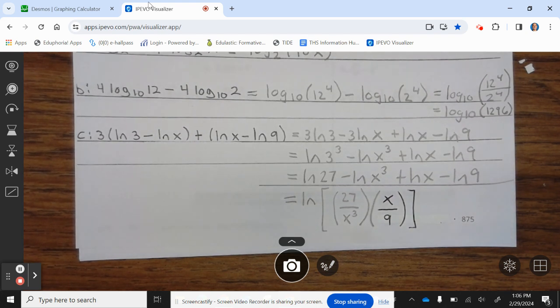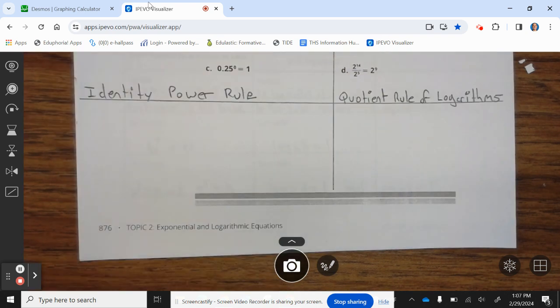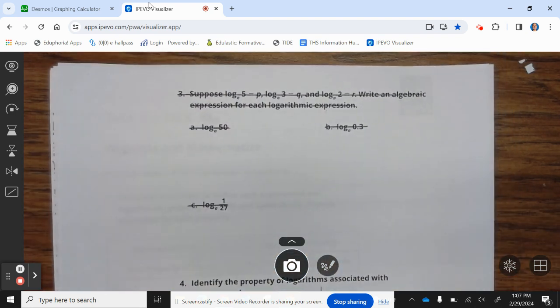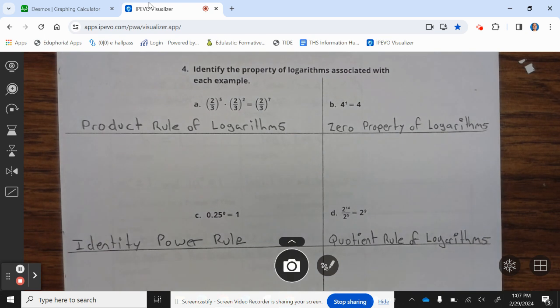All right, go ahead and finish that up. All right, let's take a look at the next page. All right, go ahead and mark out 3A, B, and C. 4. Identify the property of logarithms associated with each example.